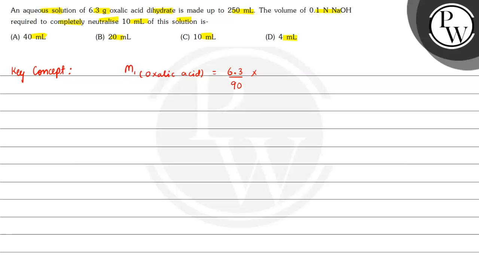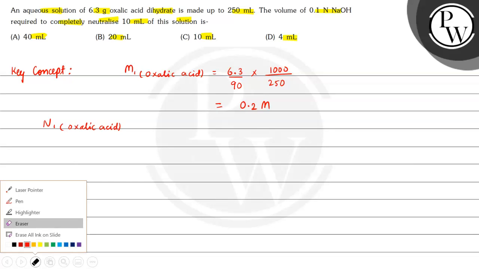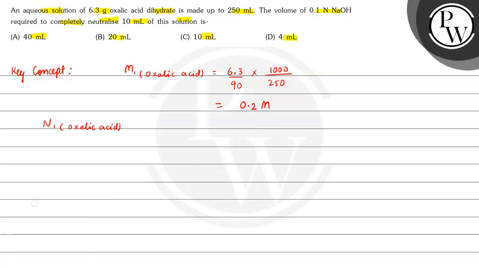We will convert this to liters, so this will be 250 ml divided by 1000. If we solve this, we will get the value as 0.2 M. Next, we can find the normality of oxalic acid. Normality equals molarity, which is 0.2, multiplied by the valency factor for oxalic acid, which is 2. So the normality will be 0.4 N.